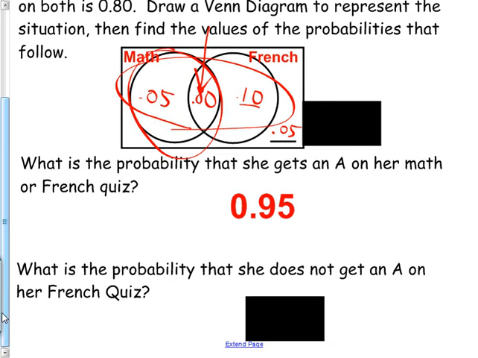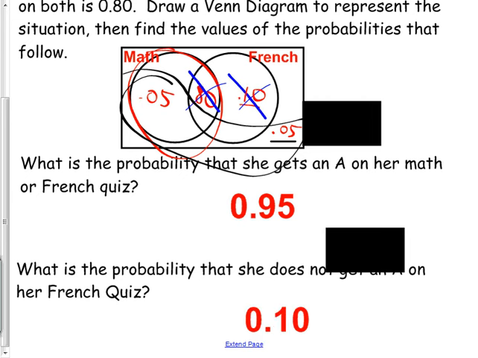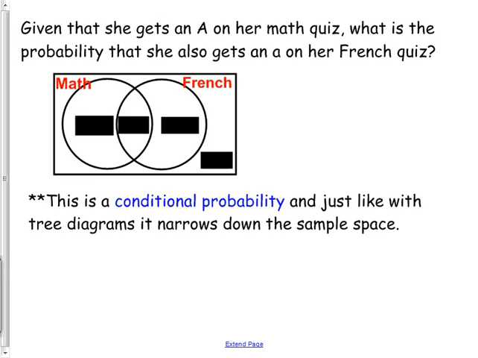Let's try another question. What's the probability she does not get an A on French? All right, so I'm going to take off this scribble writing that I had here. Not getting an A on French. Not French. Remember what that was again? Called the complement of French. Not French. Not this, not that. Hold on, that was supposed to be a 10 in there. Not those two, and therefore, must be these two. And the 0.05 and the 0.05 make a total of 0.10. Make sense? All right. Moving on. The complement, that's that not French thing. That's called the complement of F.